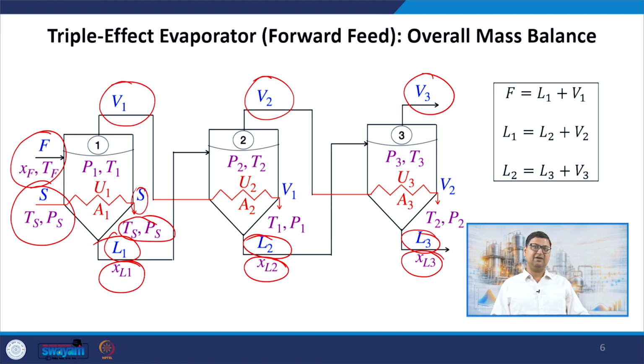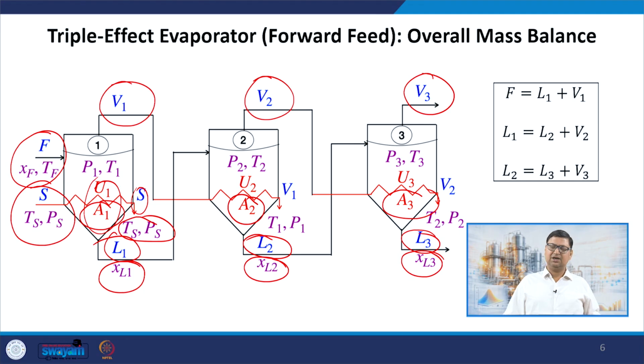And now, since we have 3 heat exchangers as well, in principle we can have different overall heat transfer coefficients U1, U2, U3 for the 3 effects, and different heat transfer areas A1, A2, A3 for the 3 effects. I will assume later that they are the same for the problems we will do, but in general the heat transfer coefficient and the heat transfer area can be different for the 3 effects because they are different pieces of equipment.